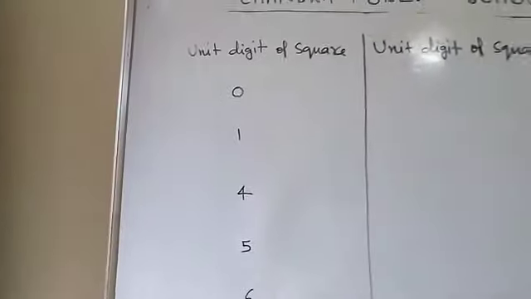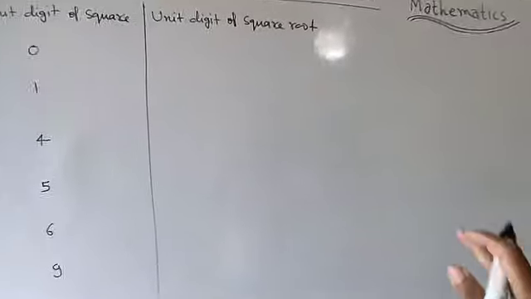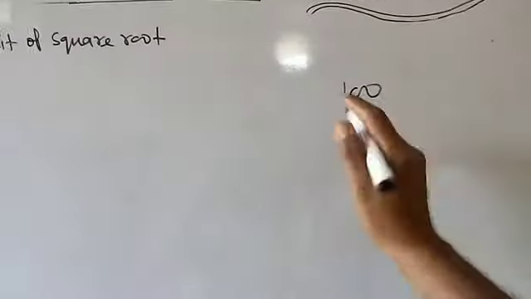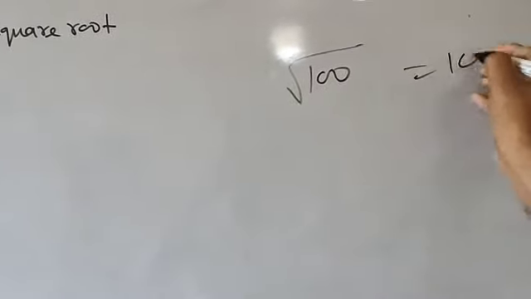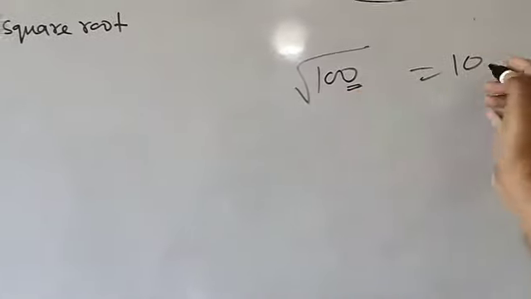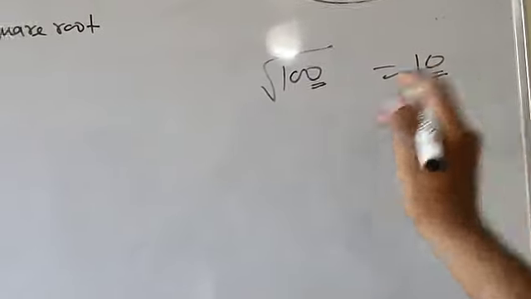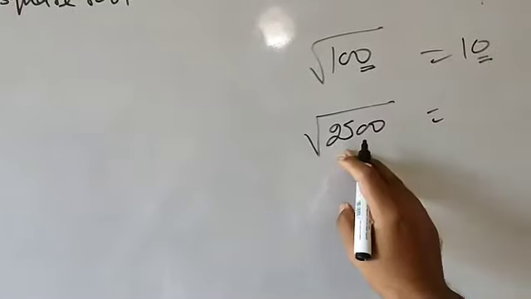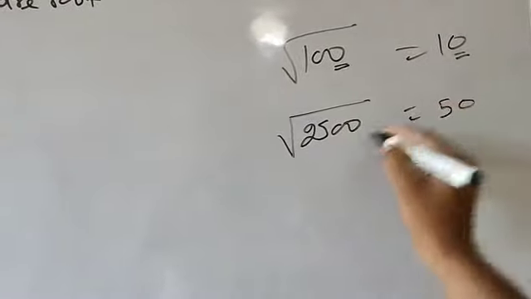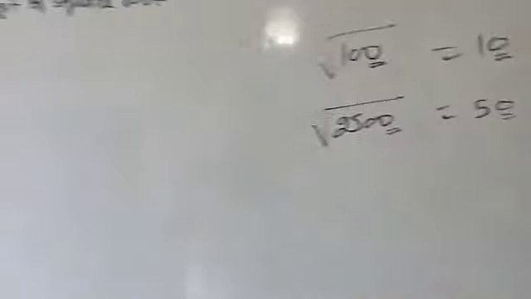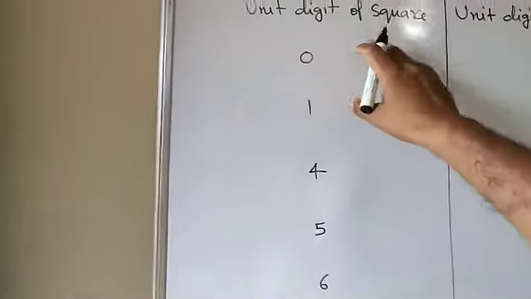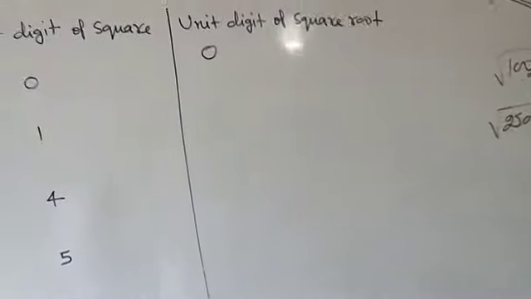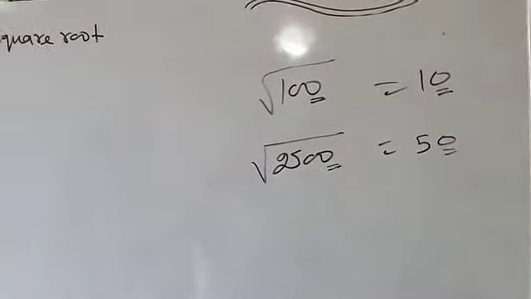For a number whose unit digit is 0, what will be the unit digit of its square root? Suppose I take 100. The square root of 100 is 10. So the unit digit of 100 is 0 and the unit digit of its square root is also 0. If I ask about 2500, its square root is 50. Again 0 and 0. So a number whose unit digit is 0 has a square root whose unit digit is also 0. I have given certain examples by which you can see that.